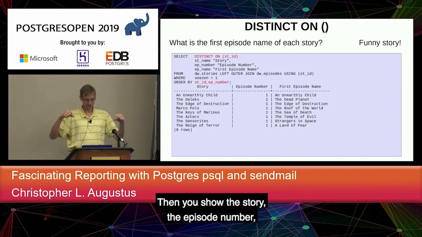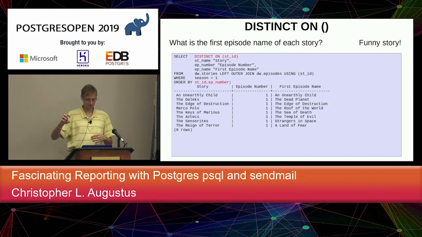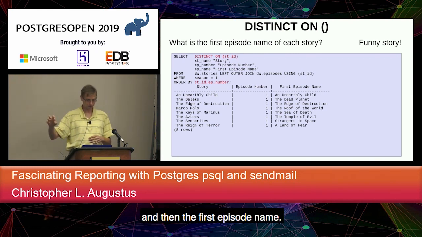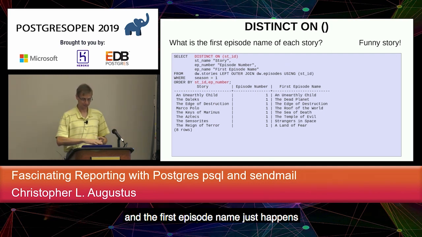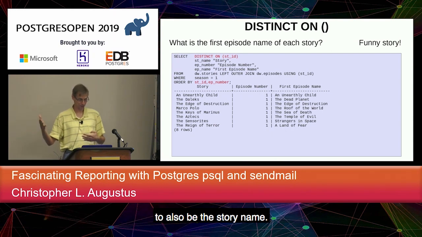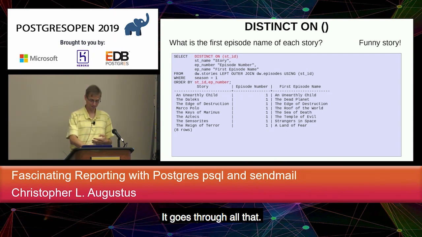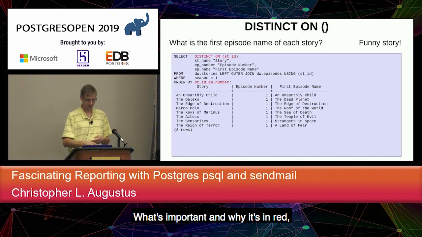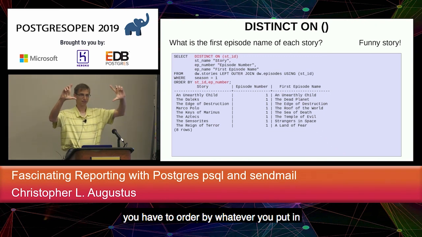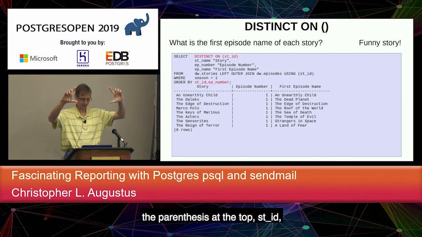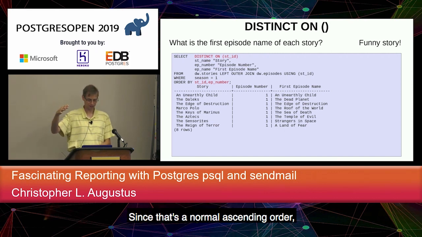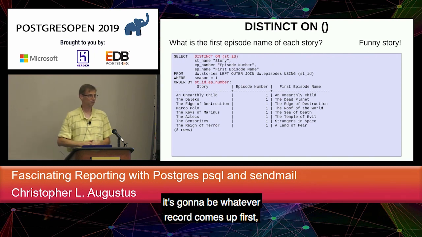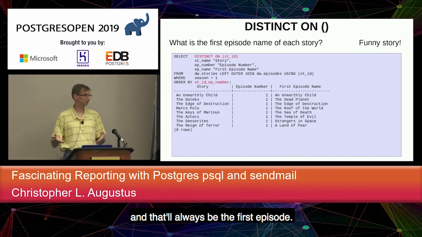So then you show the story, the episode number, and then the first episode name. So for Unearthly Child, the first episode ought to be episode one, and it is. And the first episode name just happens to also be the story name. And it goes through all that. What's important, and why it's in red, is you have to order by whatever you put in the parentheses at the top, ST_ID. And then the next field you order by says which will be the first ones. Since that's a normal ascending order, it's going to be whatever record comes up first. And that will always be the first episode.